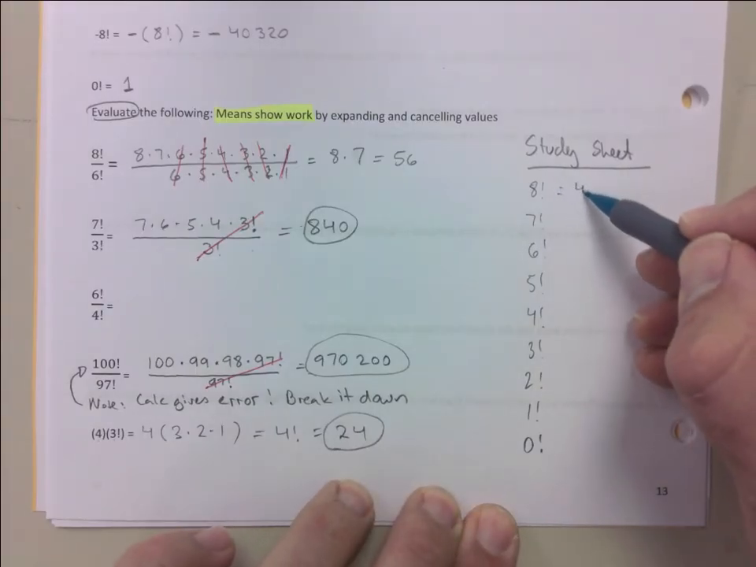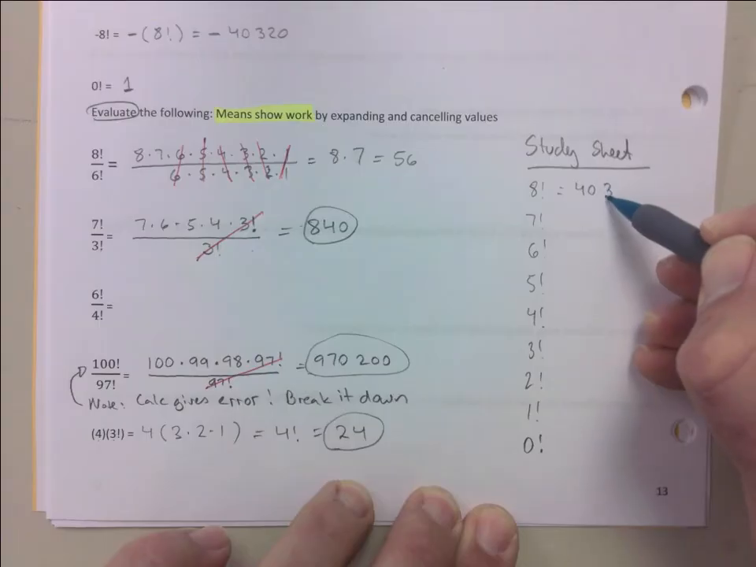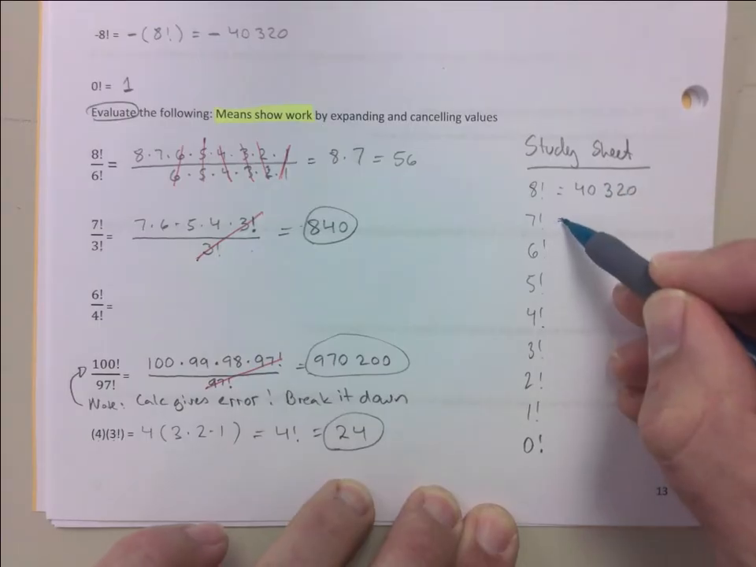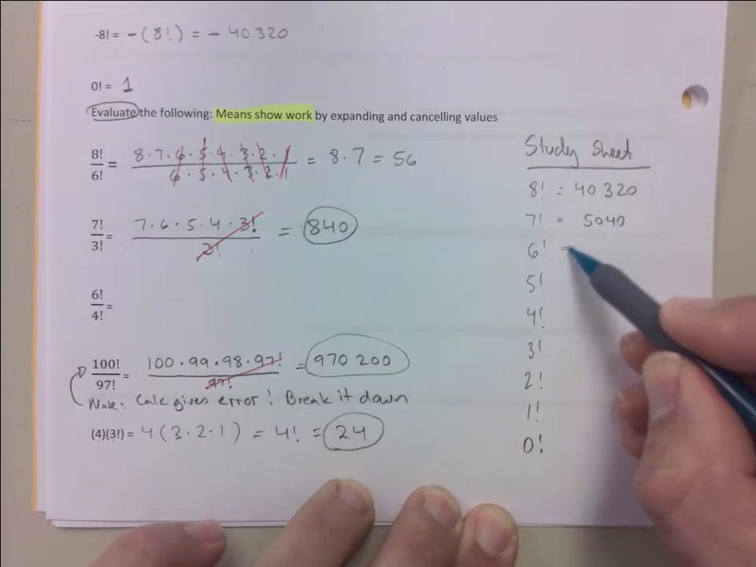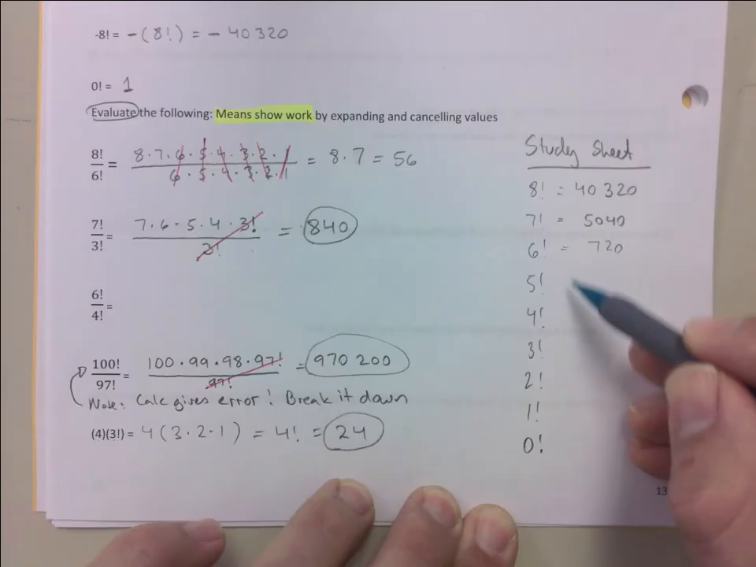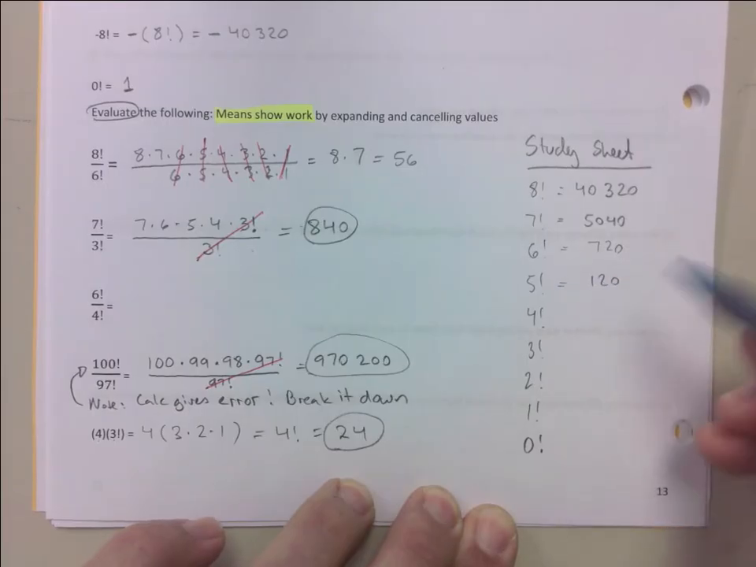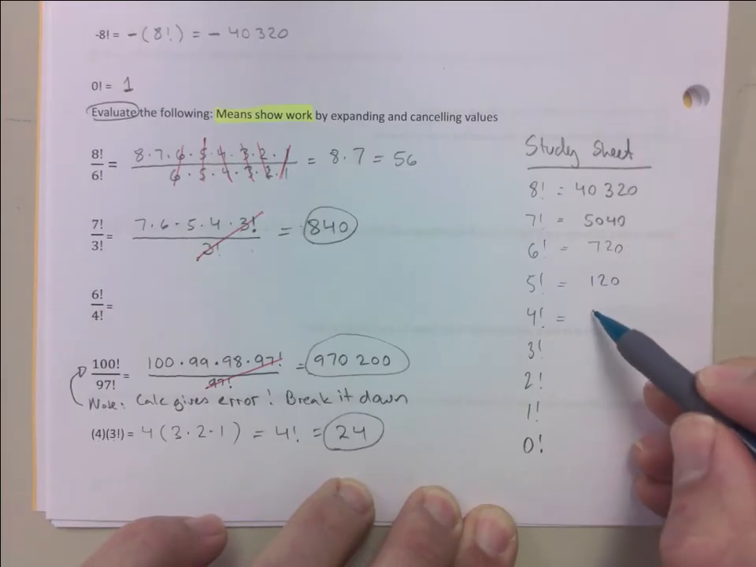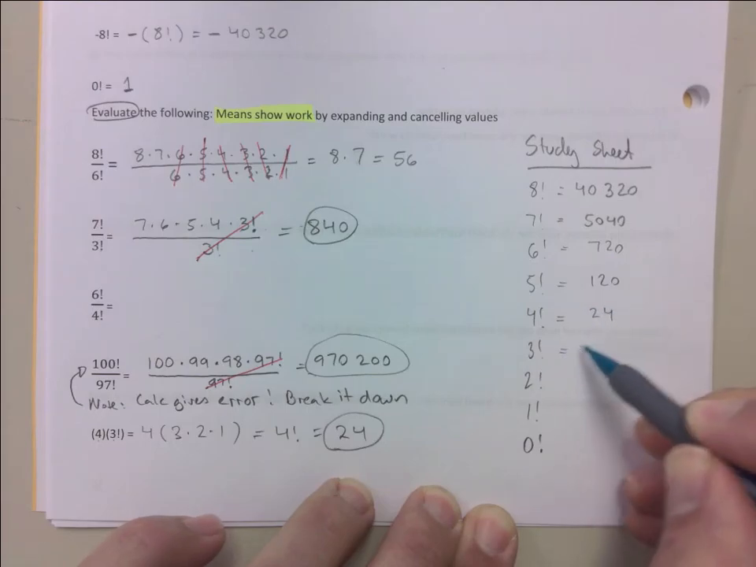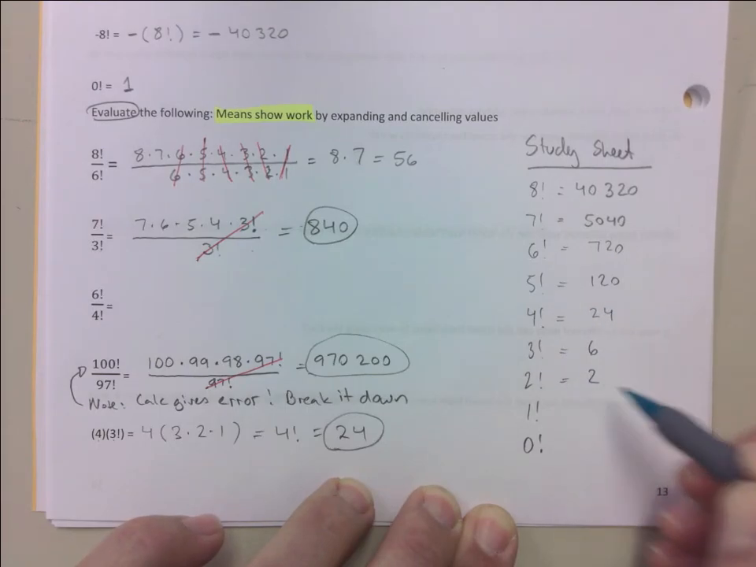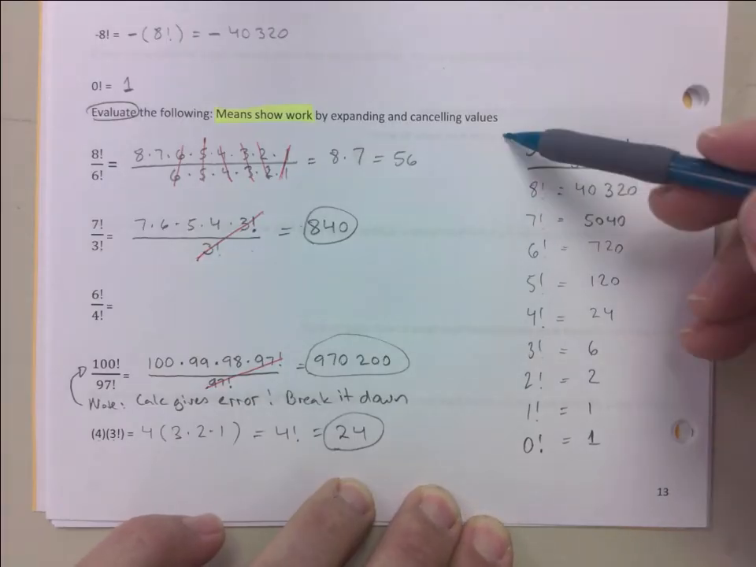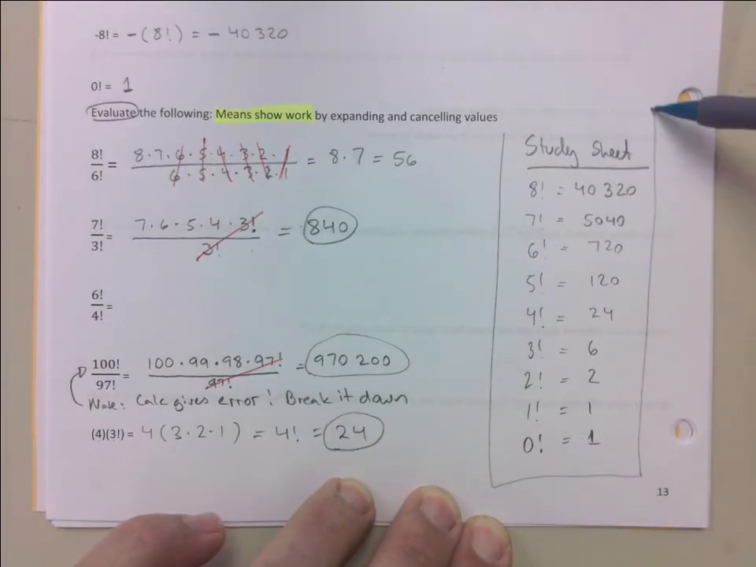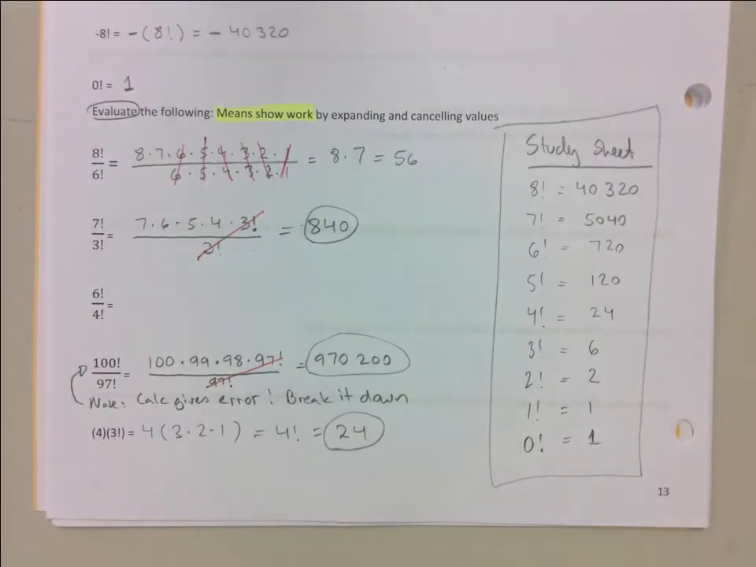So 8 factorial is 40,320. 7 factorial is 5,040. 720 for 6 factorial, 120 for 5 factorial, and that's 24 for 4 factorial. 6, 2. 1 factorial is just 1. And 0 factorial is also 1. Make it a lot smaller than this. I'm just making sure you're able to see this.